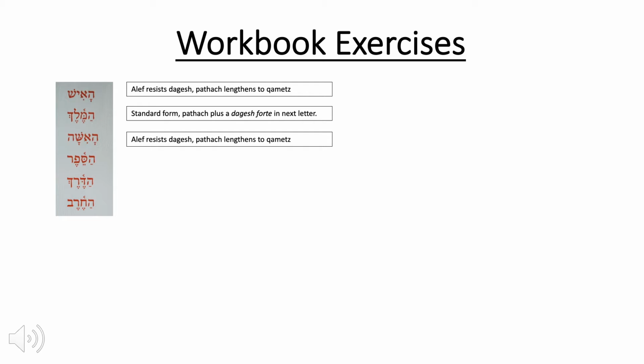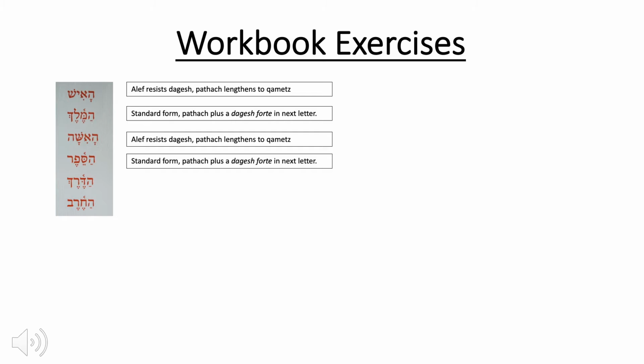How about the next one, hasefer? This one, you'll notice, actually has a long vowel underneath the samek, which really doesn't affect the definite article at all, but it does show that even though we have a segolet here, where we would typically have two short vowels, occasionally we have a long vowel underneath the first consonant, even though it is accented. This is allowed, perhaps not preferred, but it is allowed, and usually has to do with particular types of nouns.